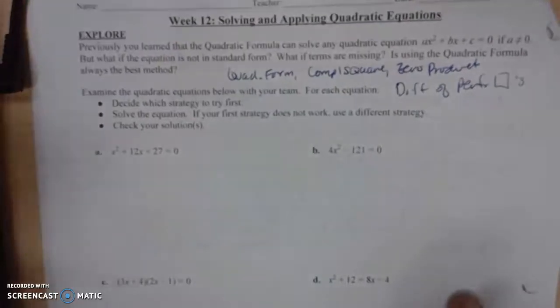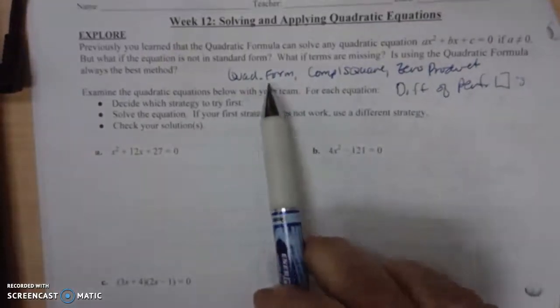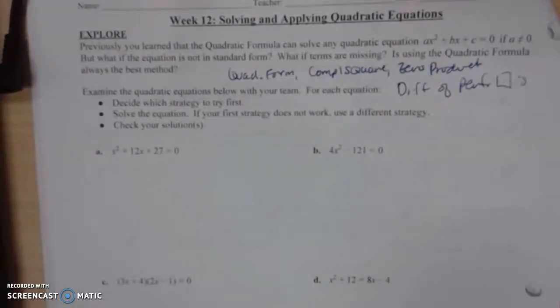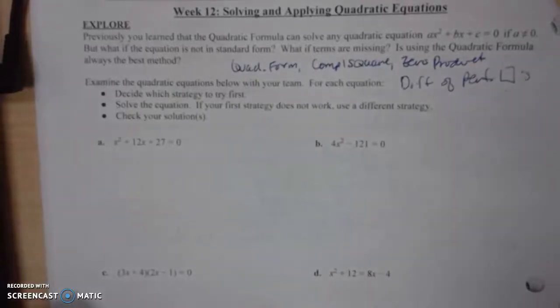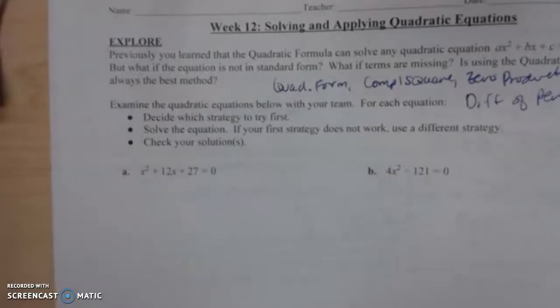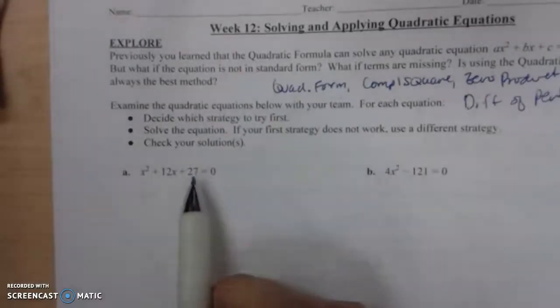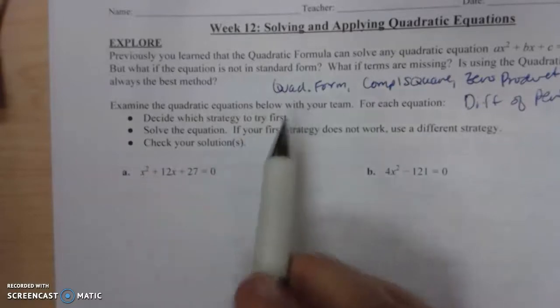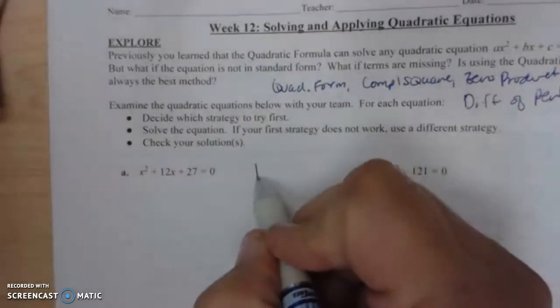Okay. So we have all these different methods, and the problem we're going to get into now is, how do we know what method is the best? So when we look here, I can try this one. I can do the quadratic formula, but I'm going to see if I can factor it.